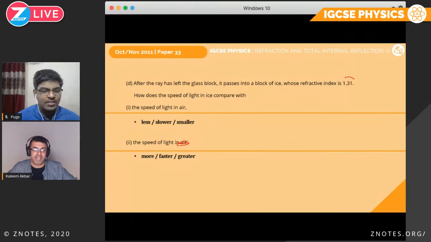Why? Because it has a lower refractive index. So sorry about that, people. Speed of light in air, ice with air, ice is slower. Ice with glass, ice is faster. And it's all to do with refractive indexes. Guys, I hope that makes sense.